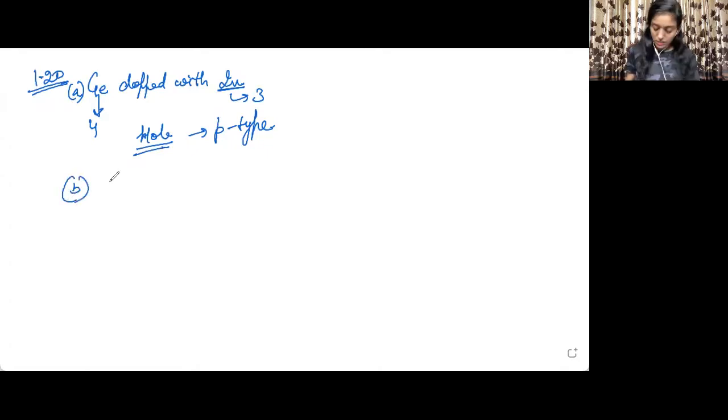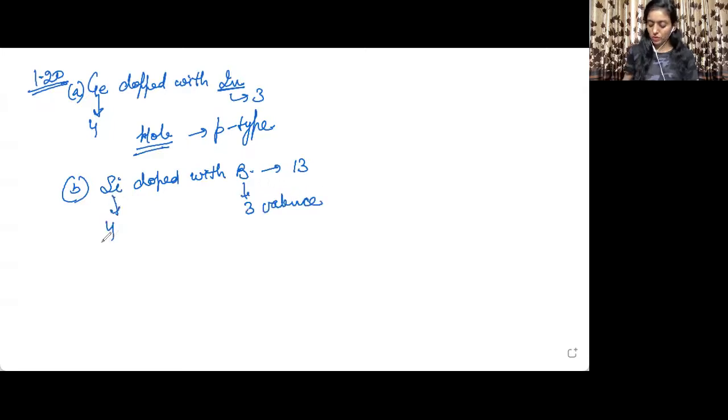B is silicon doped with boron. Now again, boron is also a group 13 element. It will have 3 valence electrons, and silicon will have 4 valence electrons. Again, there will be formation of a hole. Conduction will be due to the presence of a hole. So again, it will be considered a p-type semiconductor. So hope this is clear to you. And for this video, this is sufficient.